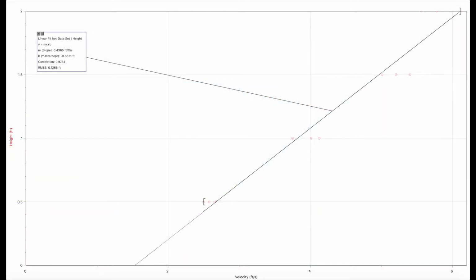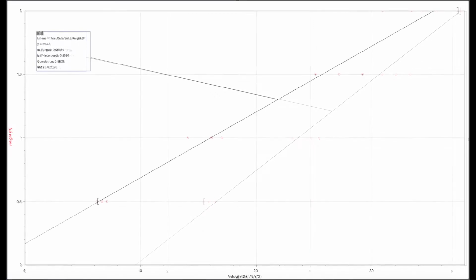For our translational velocity graph, the y-axis was height in feet, and the x-axis was translational velocity in feet per second. There seemed to be a fairly linear relationship, but according to our derivation, the height is proportional to the square of the velocity, or velocity squared. When we graphed the height against velocity squared, we got a better linear fit.